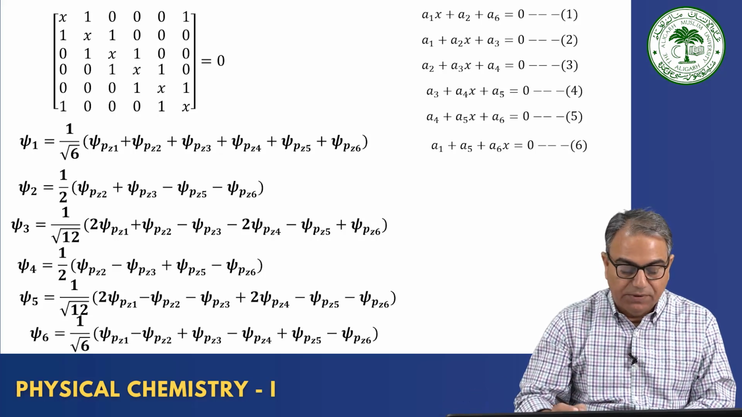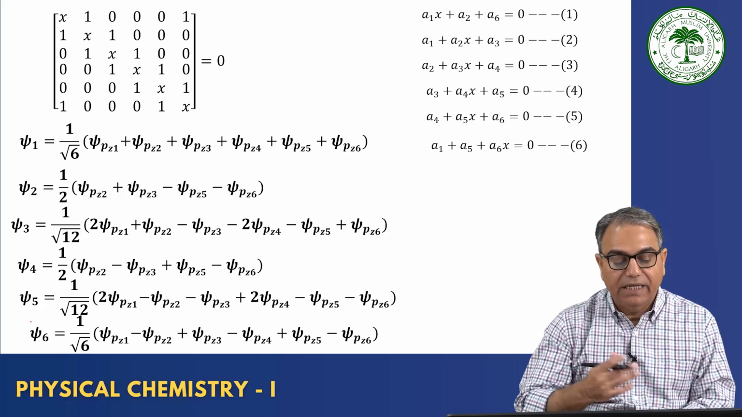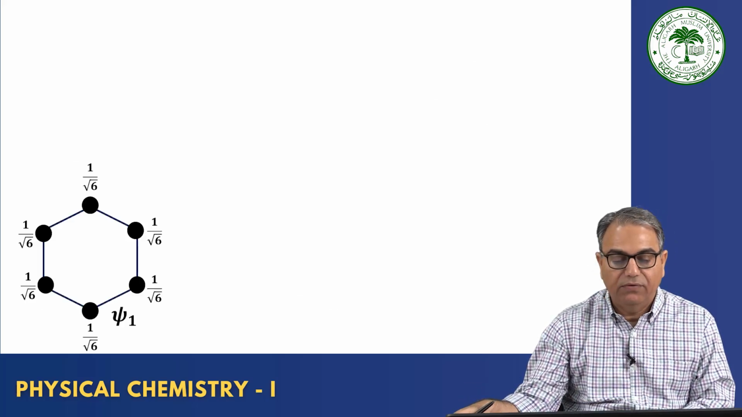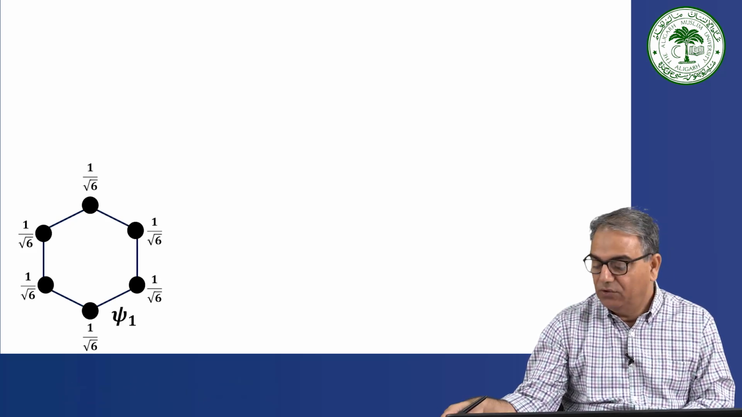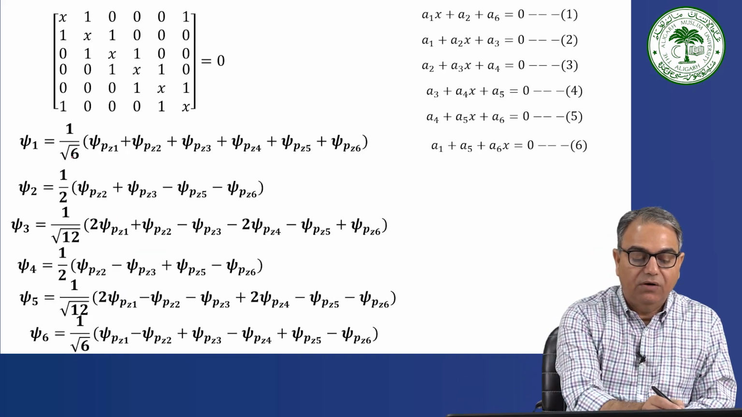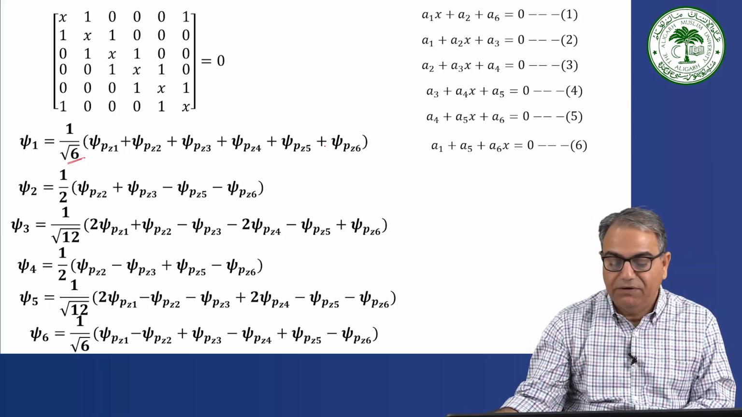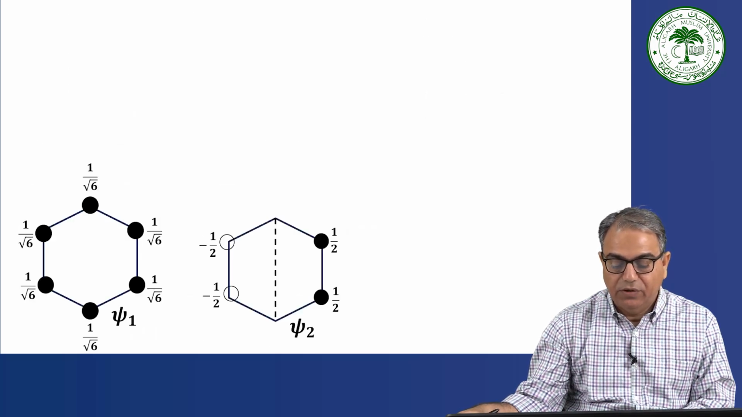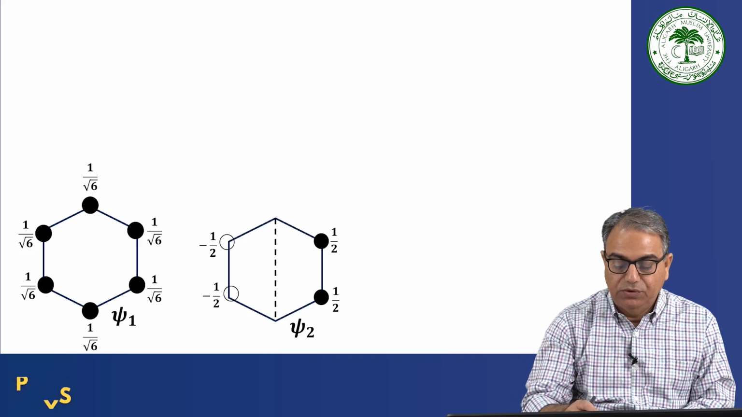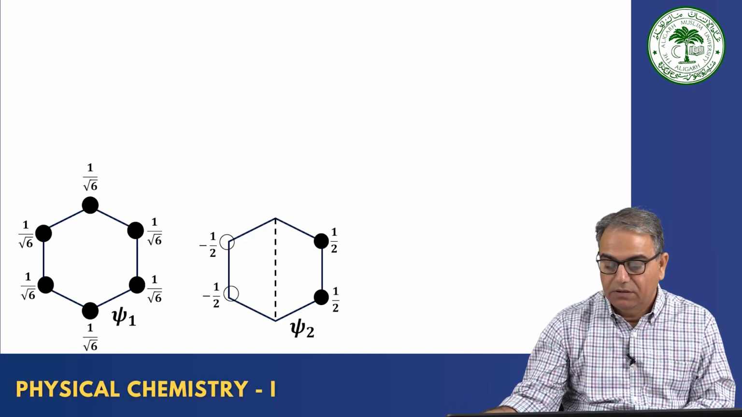The eigenfunctions we obtain for this are psi1, psi2, psi3, psi4, psi5 and psi6. Again, this could be represented in the form of this cyclic equation, and you see psi1 is all 1 by root 6. If you go for this one, psi1 is all 1 by root 6 and all are positive values. So the psi1 plot will be like this. If you look at psi2, then you have C2, C3, then C5 and C6. Look at this one.